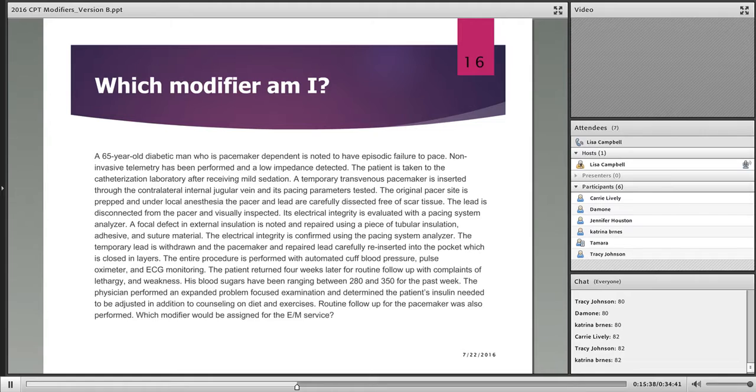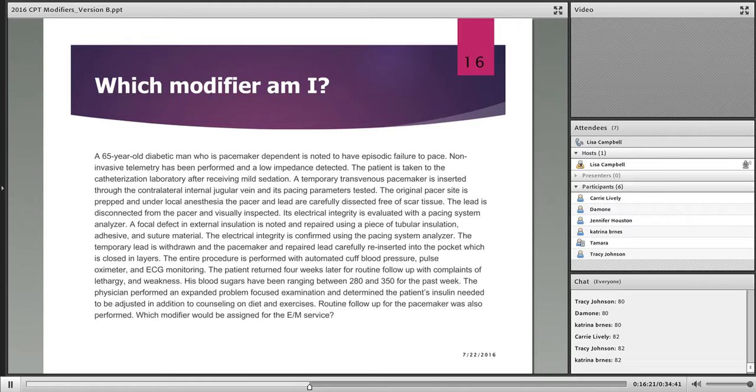Its electrical integrity is evaluated with a pacing system analyzer. A focal defect in the external insulation is noted and repaired using a piece of tubular insulation, adhesion, and suture material. The electrical integrity is confirmed using the pacing system analyzer. The temporary lead is withdrawn and the pacemaker and repaired lead are carefully reinserted into the pocket and they close it up. The entire procedure is performed with automated cuff blood pressure, pulse ox, and ECG monitoring.